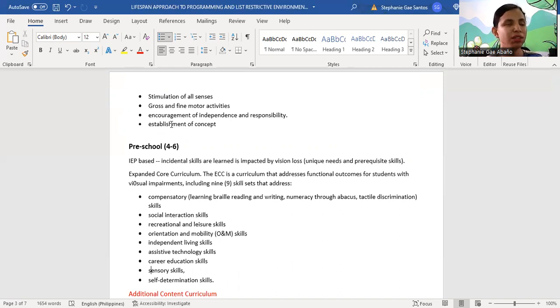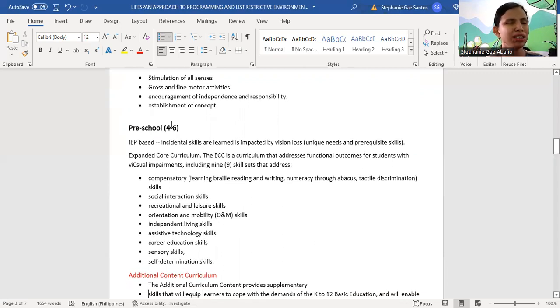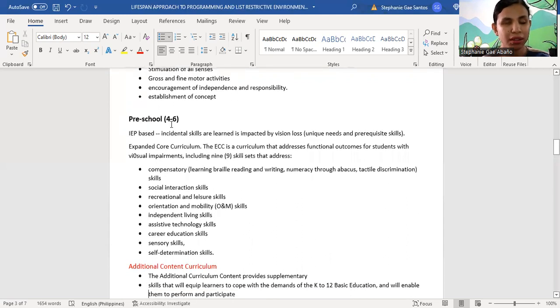And upon this, we have the newly developed curriculum here in the Philippines. For introduction only, it was developed last 2020. It is the ACC, which provides supplementary skills that will equip the learners to be more competent and to cope with the demands of the K-12 curriculum. It means that it is aligned with the expanded core curriculum. However, the content is based on the K-12 curriculum. It allows them to perform and participate in inclusive settings with their sighted peers.